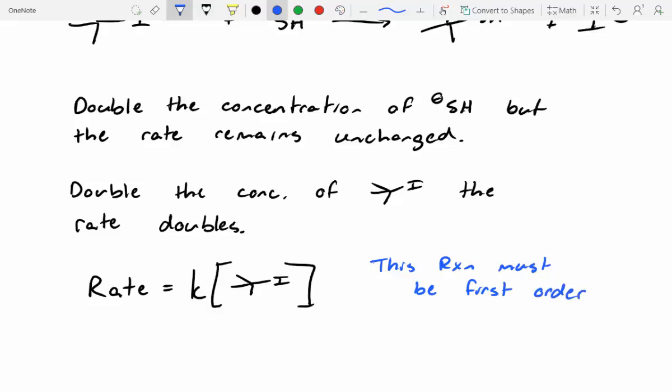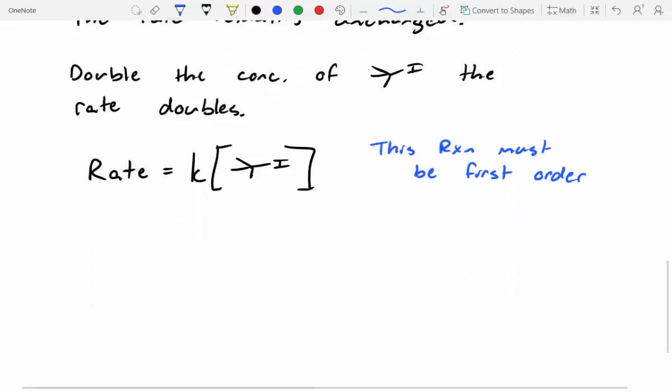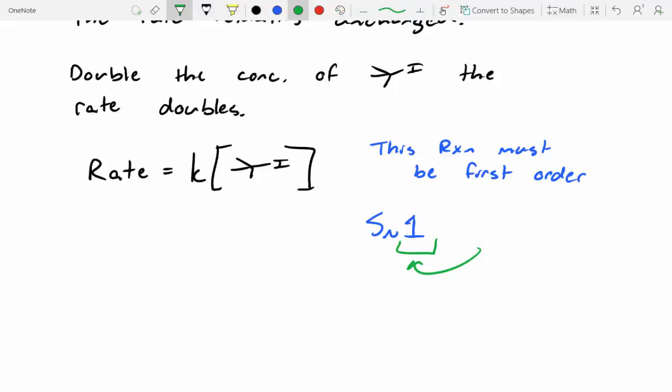In fact, we're going to cover this reaction in chapter 7. This is a substitution reaction. So if you look at that iodine, it was substituted with that SH. And if we look at this, it's specifically called an SN1 reaction. So SN1. And what this 1 means is that it's a first order substitution.